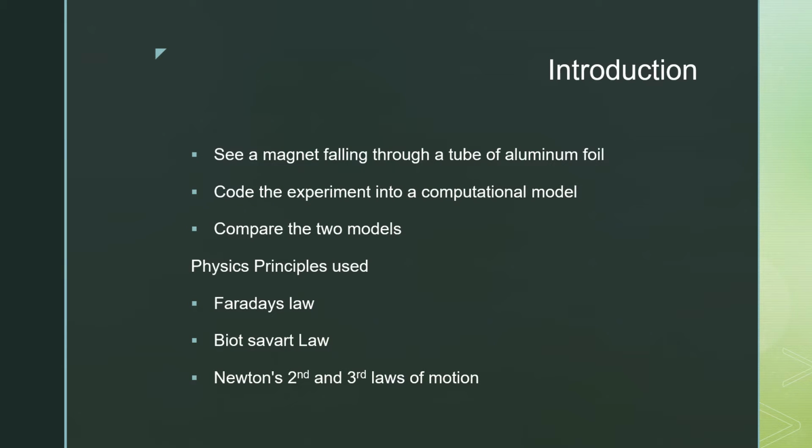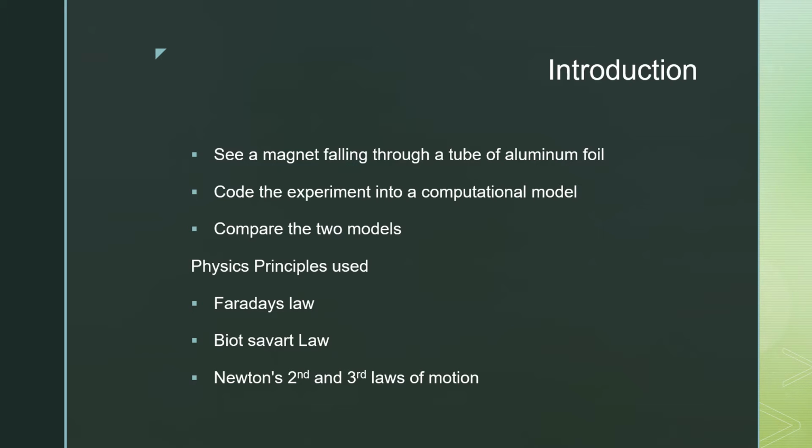So this lab's main purpose was to see what happens when you drop a magnet down a tube of aluminum foil. And then a lot of this lab was coding, so we are going to code an experimental model or a computational model just to compare the two and see how accurate our experiment was.